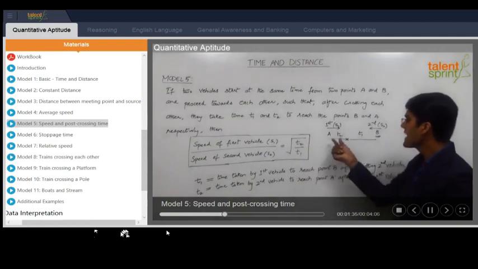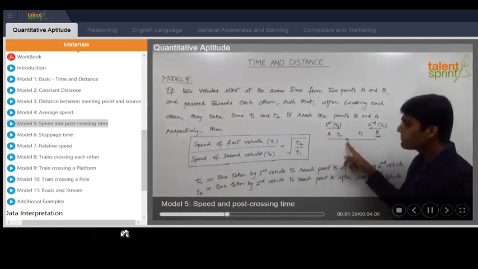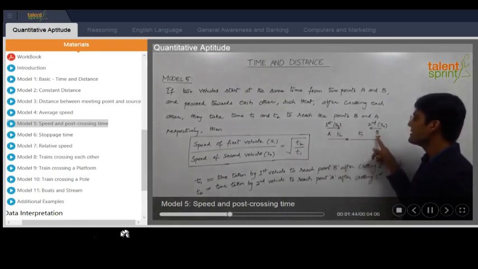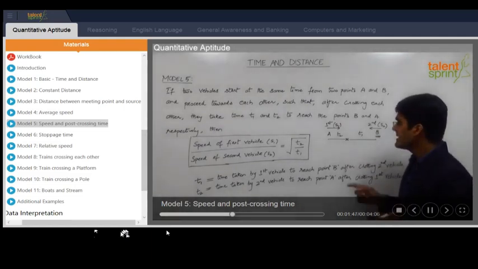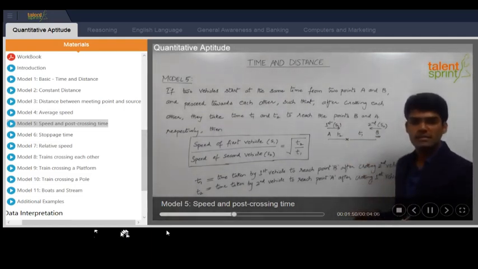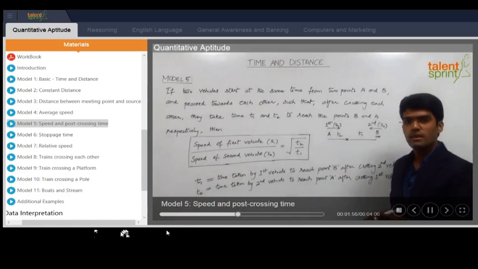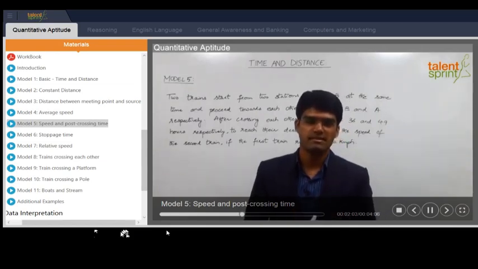So T2 is the time taken by the second vehicle to reach its destination A from the crossing point, and T1 is the time taken by the first vehicle to reach its destination B, again from the crossing point. So understand, friends, T1 and T2 are not the total times from point A to point B and point B to point A. T1 and T2 are the times required by these two vehicles to reach their destinations from the crossing point. Let us now take an example from model 5 that we have just discussed.